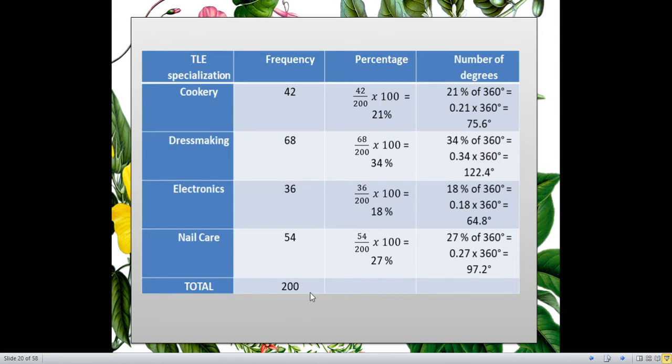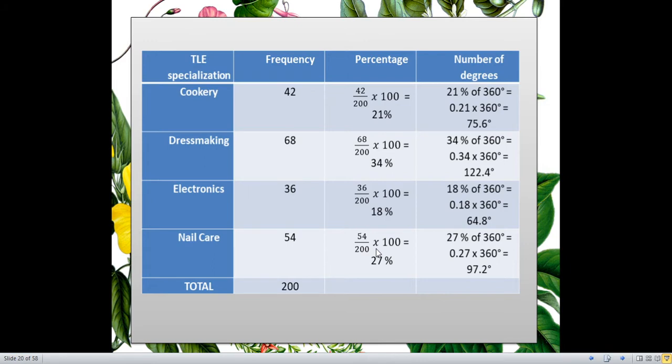We need to total it because we need that to get the percentage. So to get the percentage, if I have 42 for the cookery, I will just divide this 42 by the total, which is 200, then multiply by 100. Then our answer will be 21%. Just how we did for the cookery, you also follow that to get the percentage for the dressmaking, electronics, and nail care.